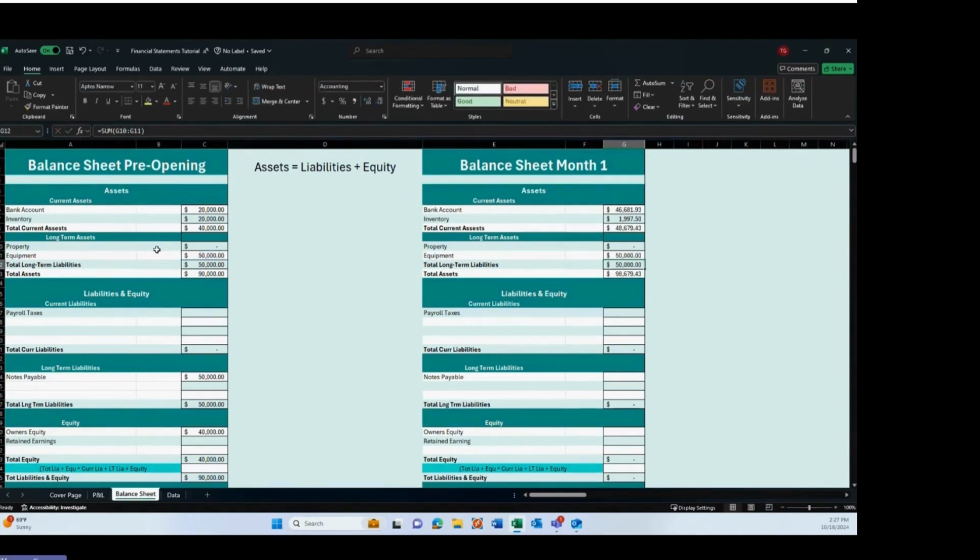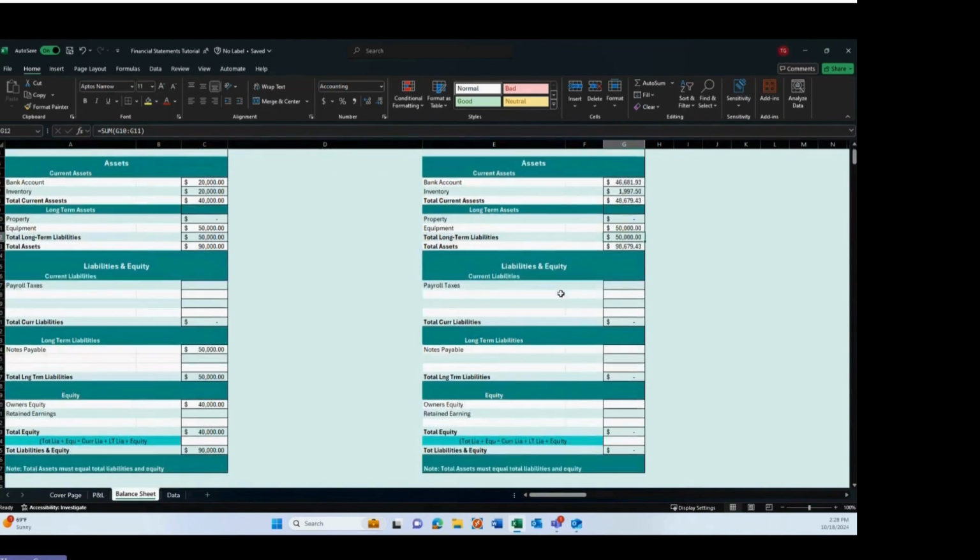And there we go. So we have $98,679.43 worth of total assets. Now we need to look at our total liabilities. So current liabilities, we have payroll taxes. We have employees, we pay those employees. And so those payments are going to incur payroll taxes.